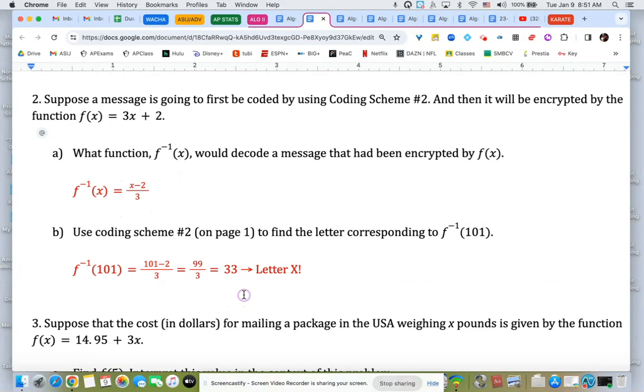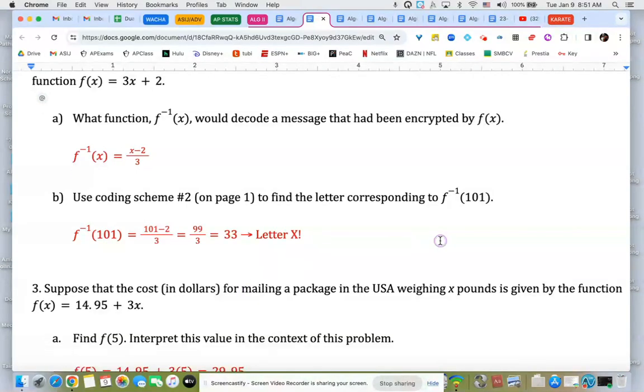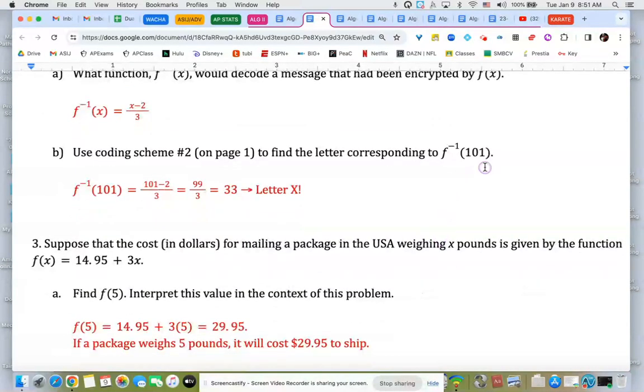And then this is a little practice with function notation. So this, you need to make sure you understand. If it's the inverse, you can think of it in two ways. You can directly put that into your inverse function for x, right? Because 101 would go into your inverse function. So you can see they did that here.